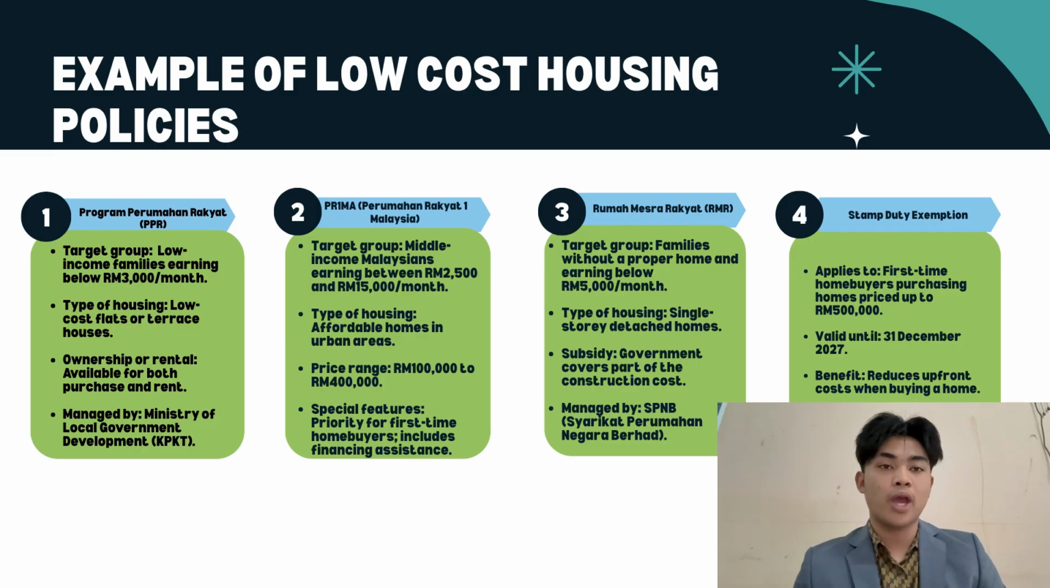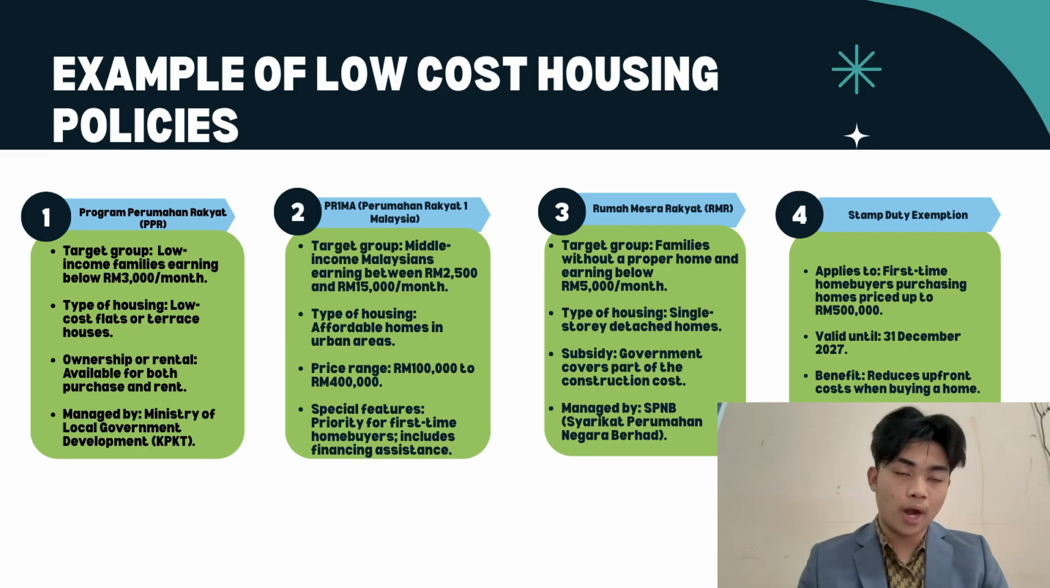Now, moving to the next point, we have Prima, Perumahan Rakyat One Malaysia. For these policies, their target group is middle income Malaysians earning between RM 2,500 and RM 15,000 per month. And the type of housing is affordable homes in urban areas. And the price range is between RM 100,000 to RM 400,000. The special feature of these policies is priority for first-time home buyers, including financing assistance.